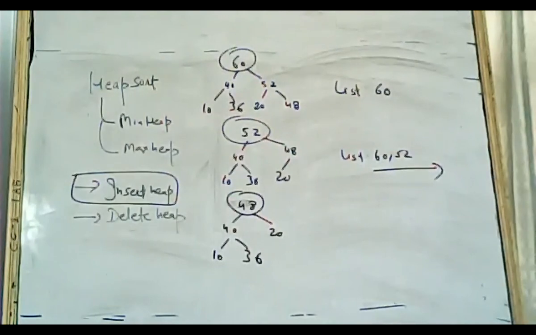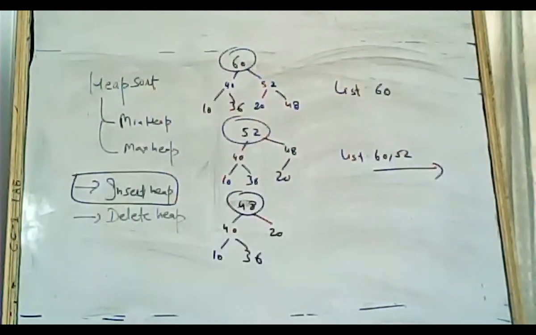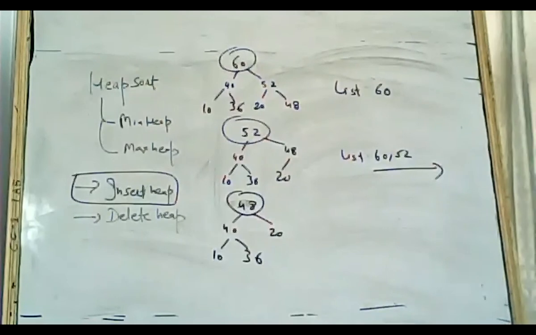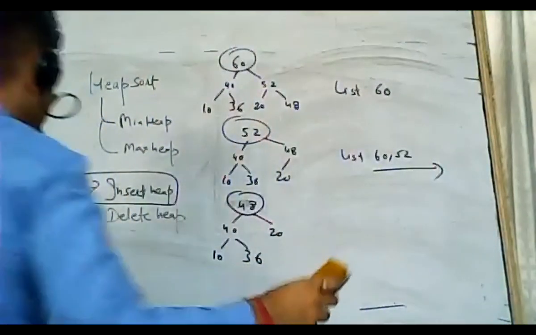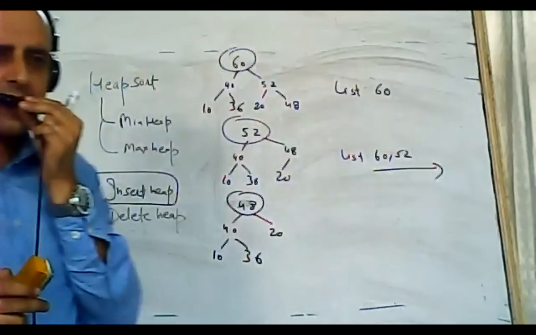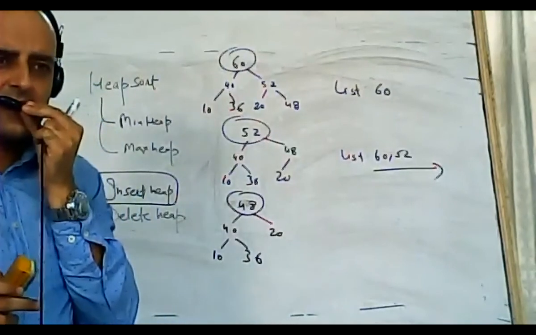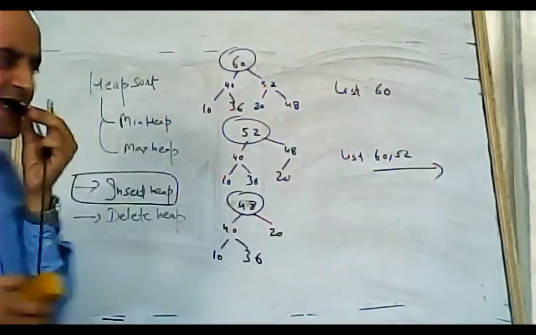Done sir. Yes sir. Is the list ordered in ascending or descending order? Descending order. So if you take min heap, the list will be sorted in ascending order. Yes.